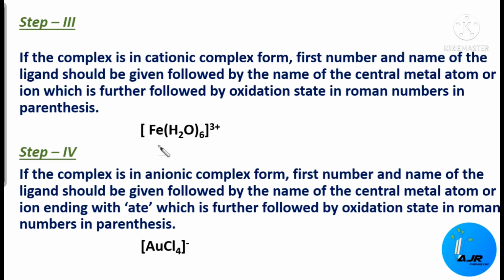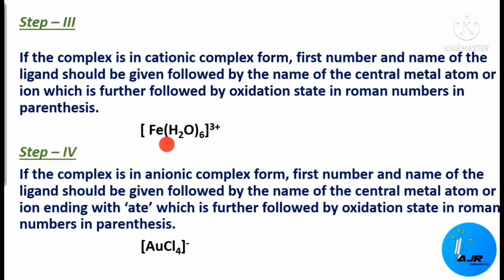If this is the cationic complex, then we should give preference to the ligand first. The number and the name of the ligand should be written first, and then comes the central metal atom or the ion, which is further followed by the oxidation state of the central metal atom in Roman numbers in parentheses. After writing the number and the name of the ligand, you write the name of the central metal ion. Next comes its oxidation state, written in Roman numbers and also in brackets.